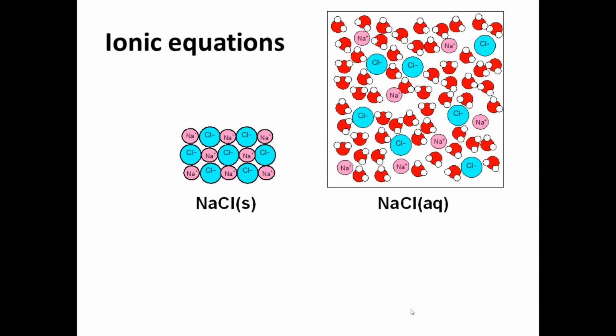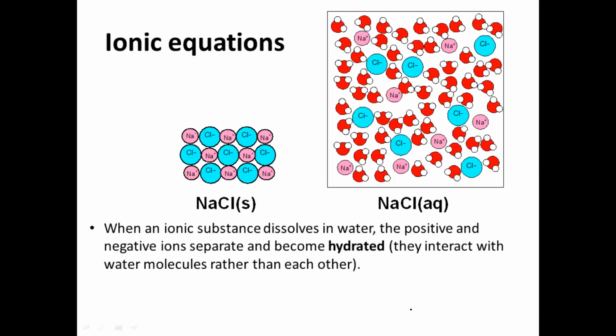So we're going to focus a bit more on ionic equations. You have seen some of it in GCSEs, but it wasn't that thoroughly worked through. So you can see that when I take an ionic substance, a solid on the left, it dissolves in water. The positive and negative ions separate. You can see the chlorides and sodiums separated, they become hydrated, so they interact with water molecules rather than with each other.